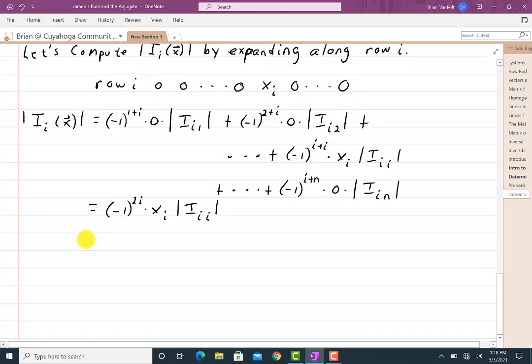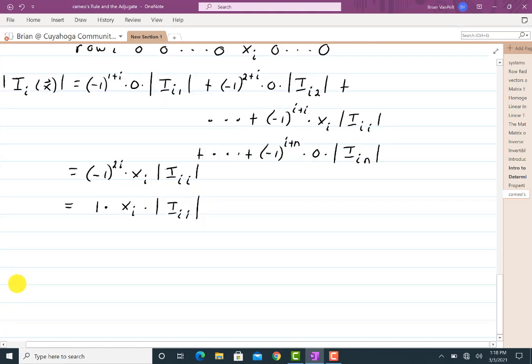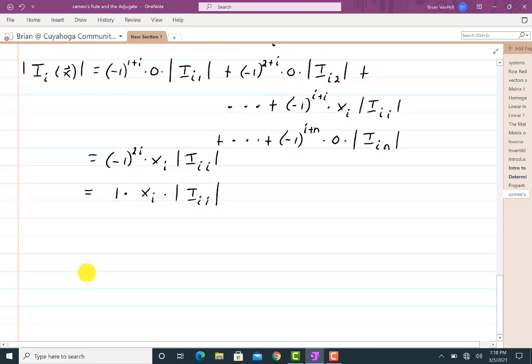All right, well, let's see what we have here. Well, (-1) to the 2i is going to be 1, positive 1. Then we have x_i, and then we have this determinant.